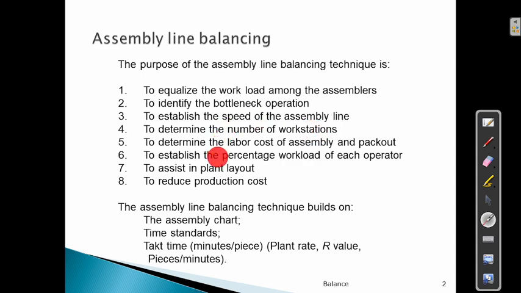Then to determine the labor cost of assembly and packout, to establish the percentage workload of each operator, to assist in plant layout, to reduce the production cost.